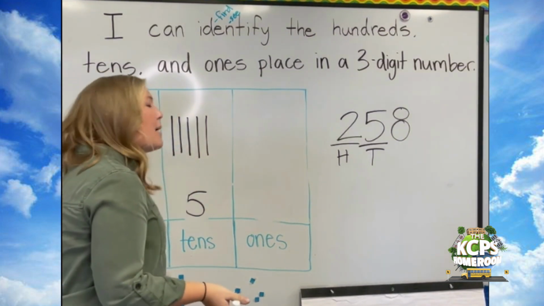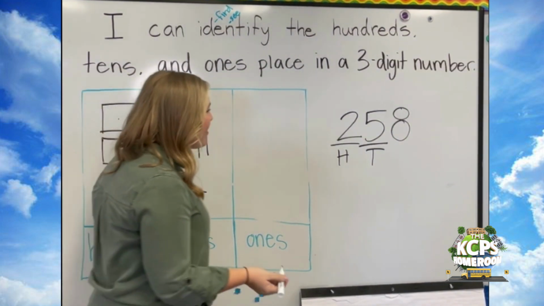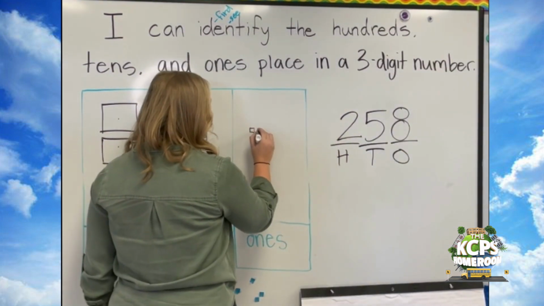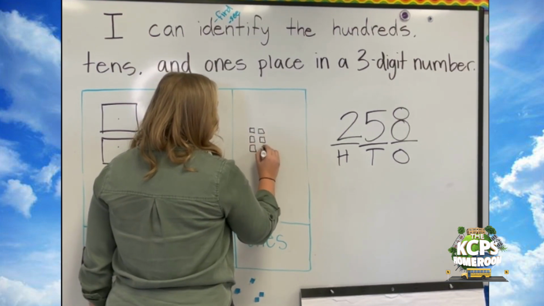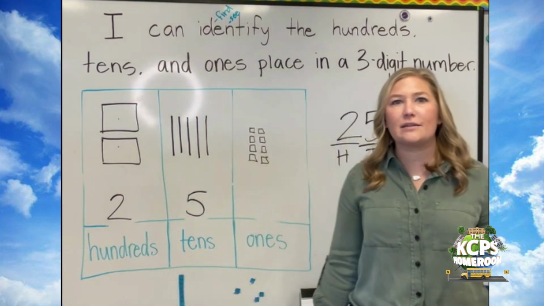So when I look back at my work, I knew exactly what I was trying to draw. And the last one is my 8 in my ones place. And this is fun because I get to draw 8 little tiny cubes. 1, 2, 3, 4, 5, 6, 7, 8. Whew, I got kind of messy there at the end because I was so excited.